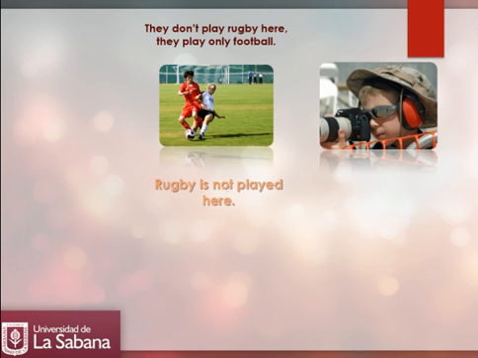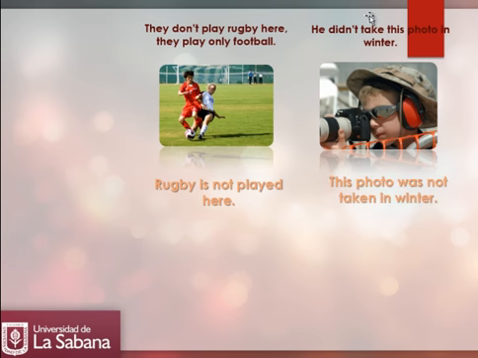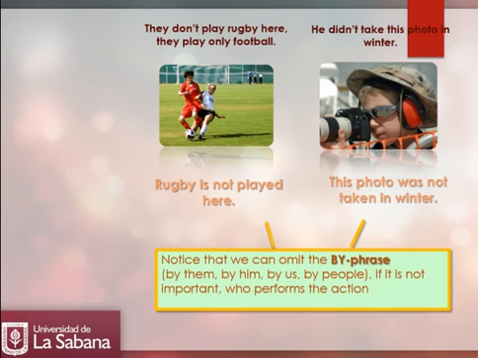Very easy, isn't it? So let's try another sentence. He didn't take this photo in winter. Now this sentence is in the past tense, and in the past tense the changes are absolutely the same, except that the verb to be will be in the past form. For example, the sentence will become, this photo was not taken in winter.